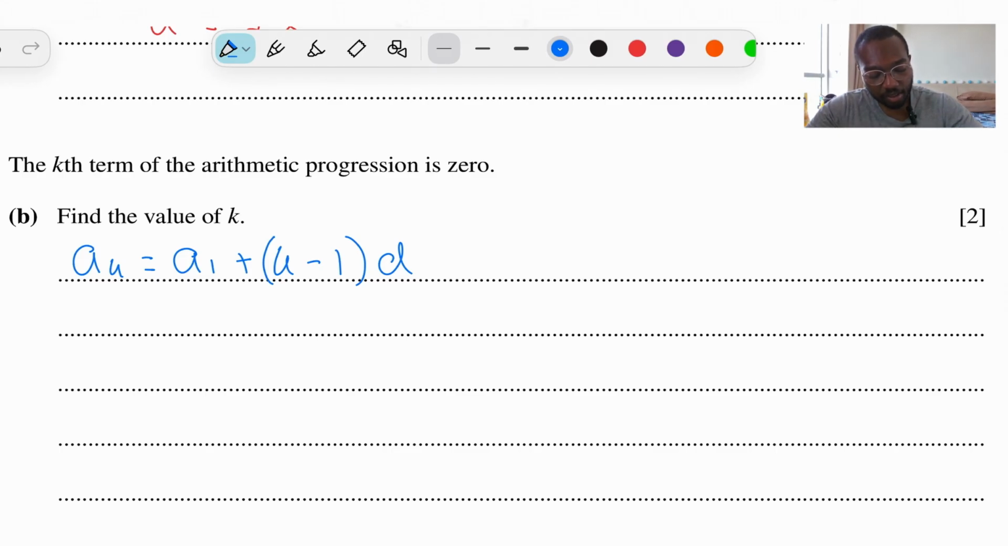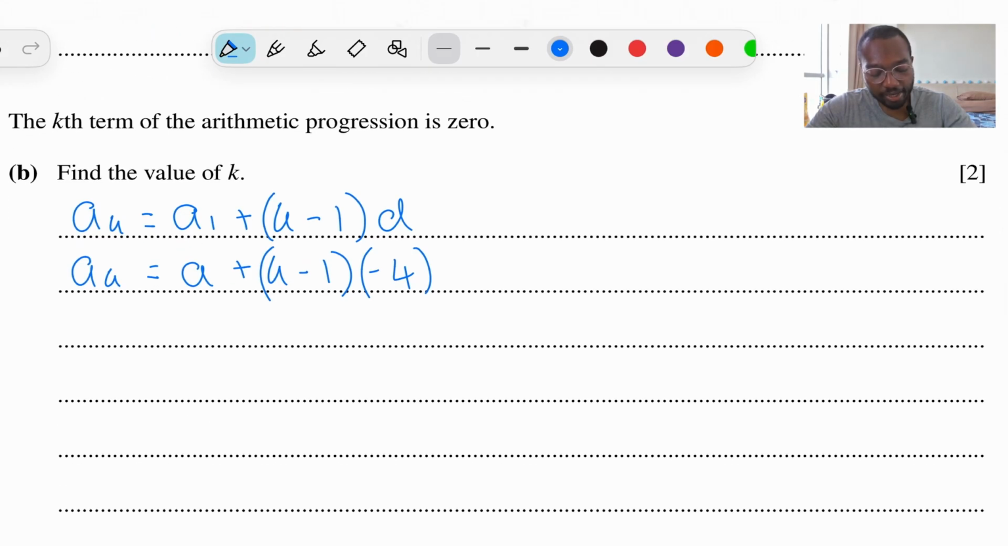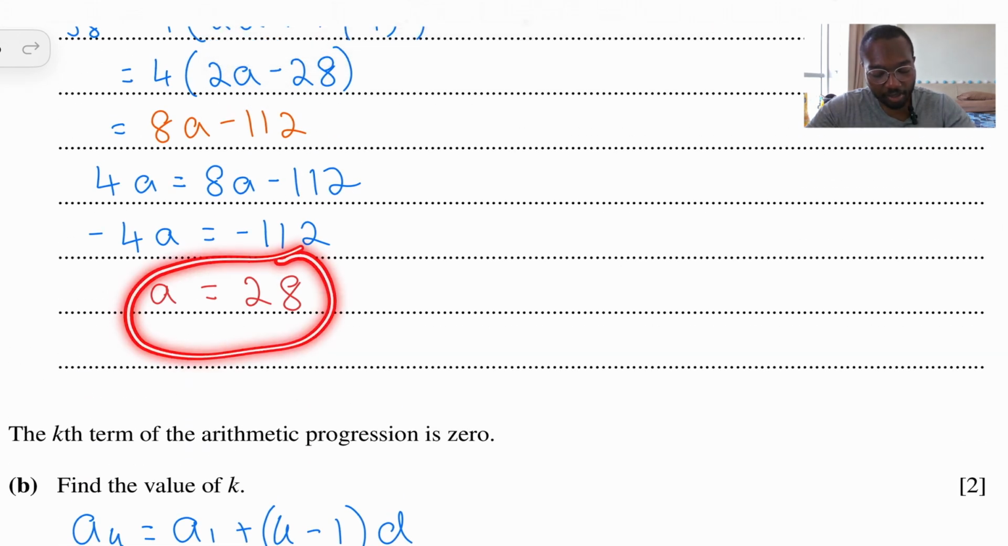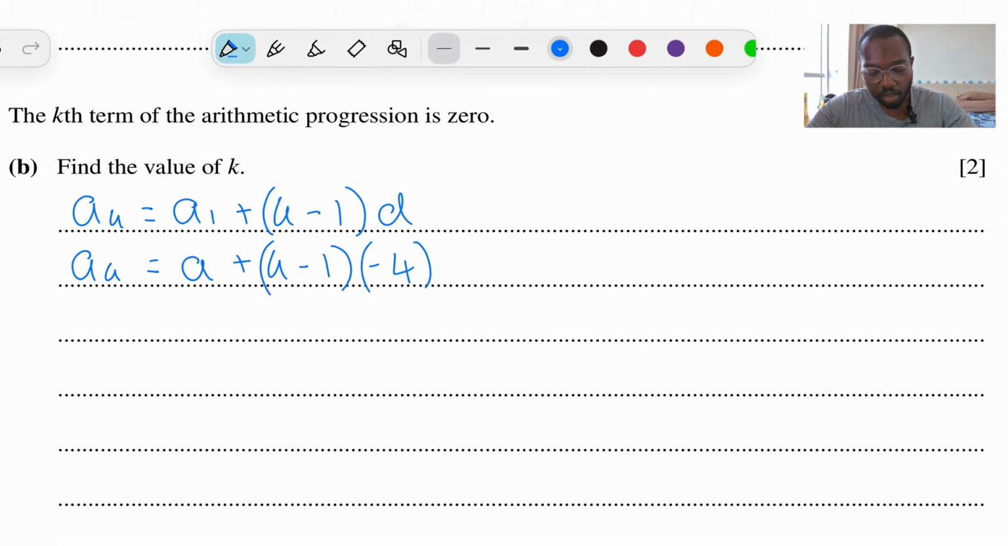Well, that would be a_k is equal to, we know a_1 is just a, plus (k minus 1) times d, and d was a minus 4, so it's going to be (k minus 1) times (a minus 4). And in the previous question, we worked out what a was. We worked out that a was simply going to be 28, so therefore a_k is equal to 28, and then k times minus 4 is going to be minus 4k, and then minus 1 times minus 4 is a positive 4.